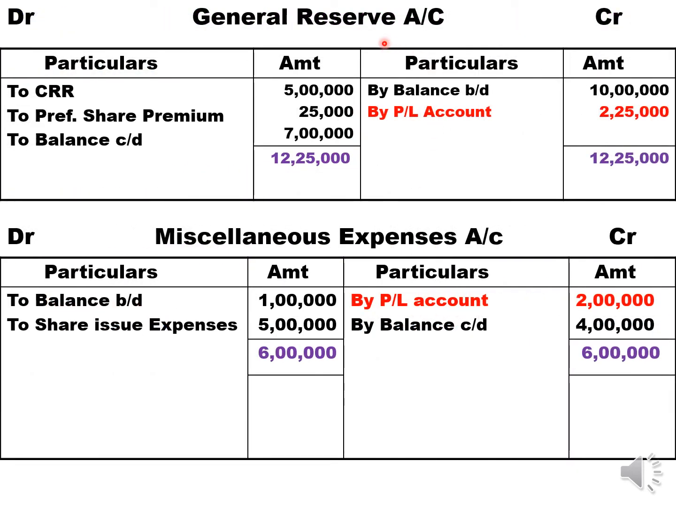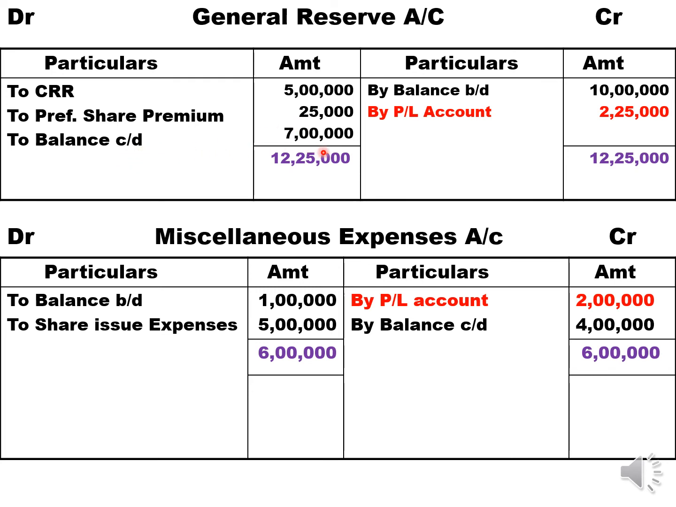General reserve account. General reserve is a liability, so we go for by balance brought down 10 lakh. Then 5 lakh is transferred to CRR. As I told you, 5 lakh is used to pay preference share. So 5 lakh. Then 25,000 is taken to pay premium. So 5 lakh is taken for capital. 25,000 is taken for premium towards preference share.